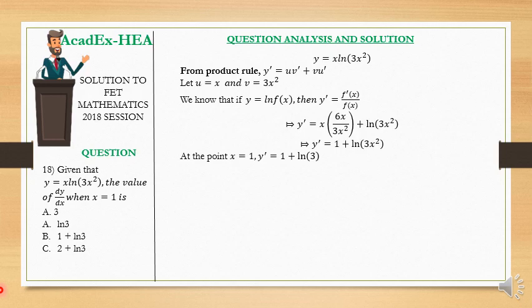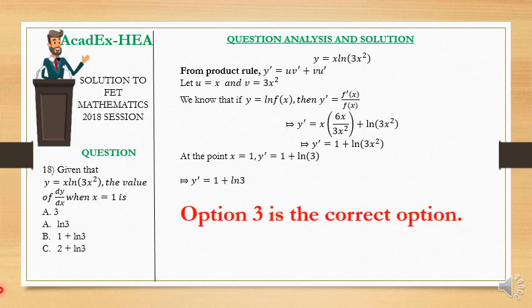But we were asked to look for that derivative at a certain point, at x equal to 1. So we are going to substitute that value of x to be 1, and then we are going to have y prime equal to 1 plus the ln of 3, because 1 squared is 1 and 3 times 1 is still 3. So we have our y prime equal to 1 plus the ln of 3. So option C has the correct answer. Even though here is B, it is because I doubled the A, so it's a typing error. Option C here has the correct answer.